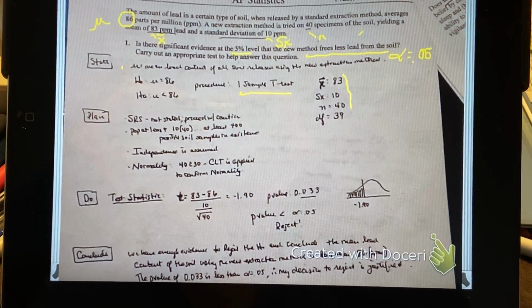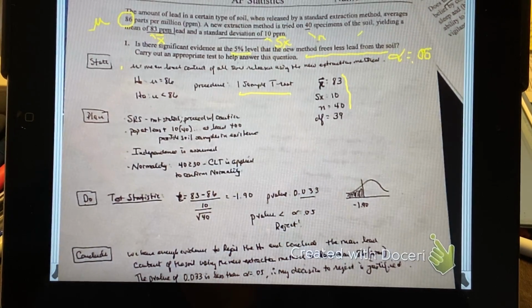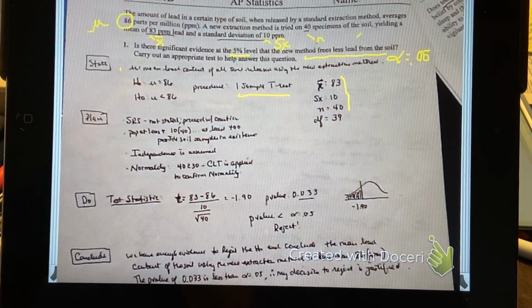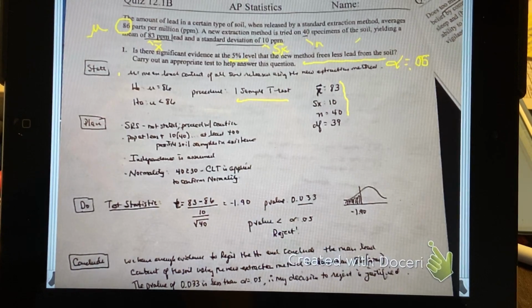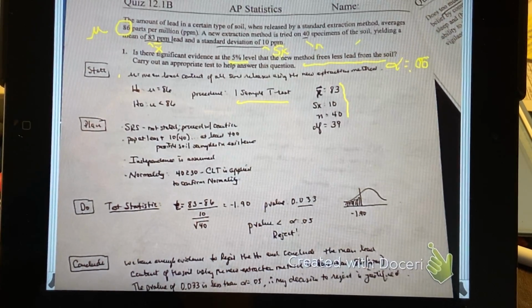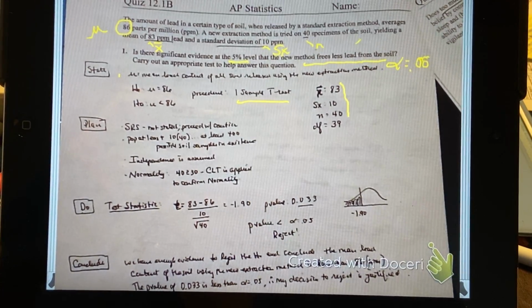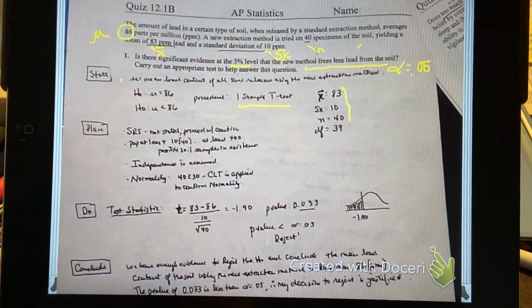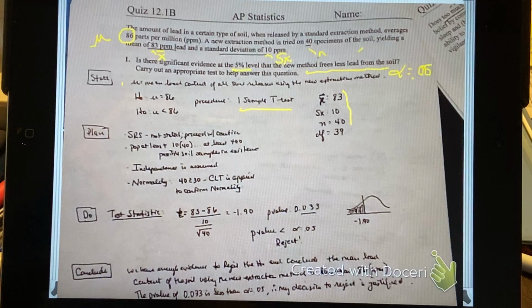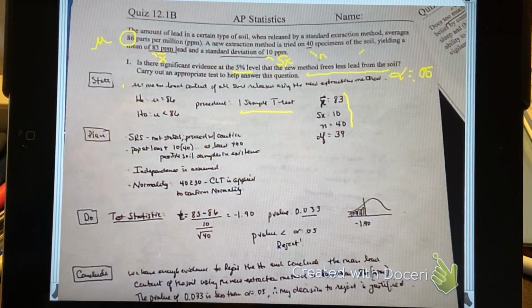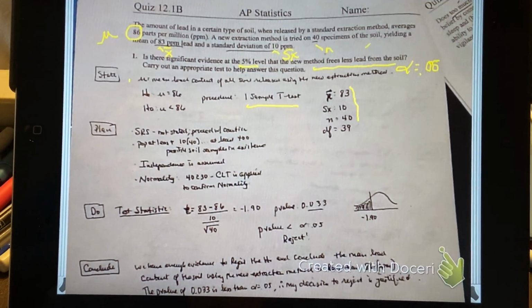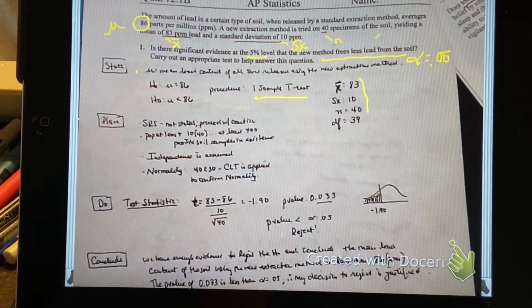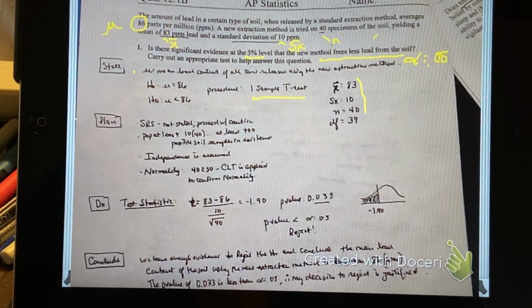Independence is assumed, and 40 is greater than 30, so to check for normality, the central limit theorem kicks in. So I get into my test statistic. t is equal to 83 minus 86, x bar minus mu, divided by 10. 10 was the standard deviation of that sample over the square root of 40.